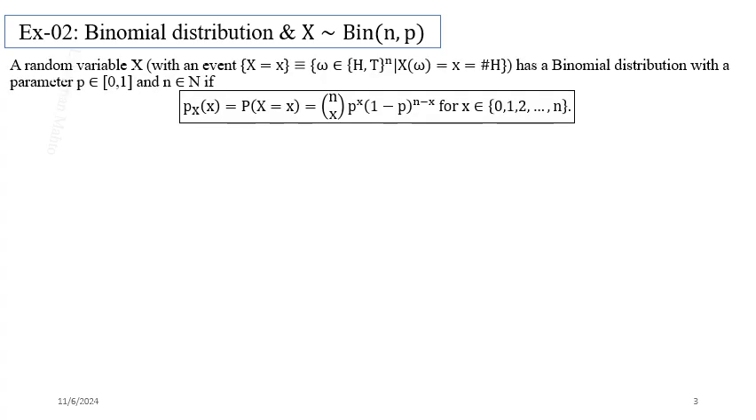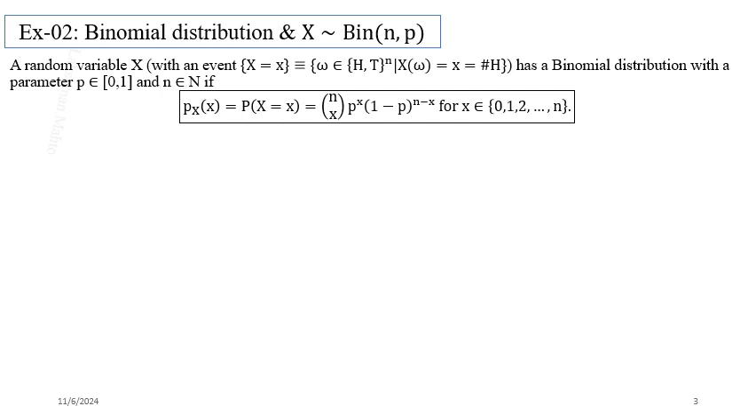So a random variable X, we will call it a binomial random variable, and it has a binomial distribution if there is a probability of success p and there are n number of Bernoulli trials. X here is counting the number of heads or number of successes when you perform n Bernoulli trials. Then that random variable would be a binomial random variable.